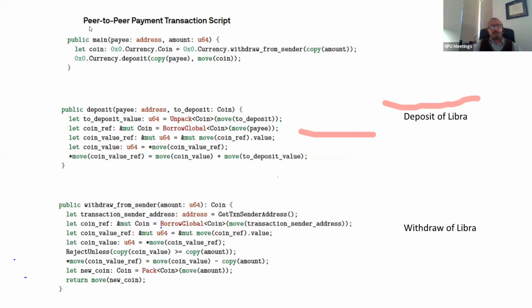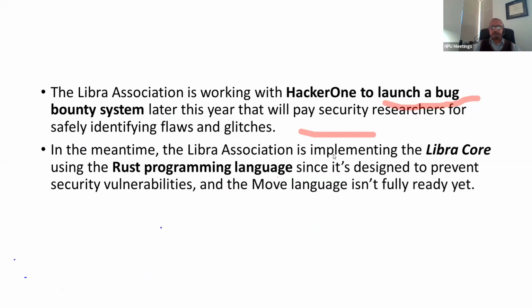The first part of the code is peer-to-peer payment, and the second one is the deposit of Libra that shows you the steps. It's a very simple language. When I look at it, it makes sense to me and I can understand it. I know exactly what it means. And this is what happens when you withdraw Libra. So the programming language is easy, and it is one of the things that I hope we can have very quickly, so we can add it to the curriculum for blockchain in the schools.